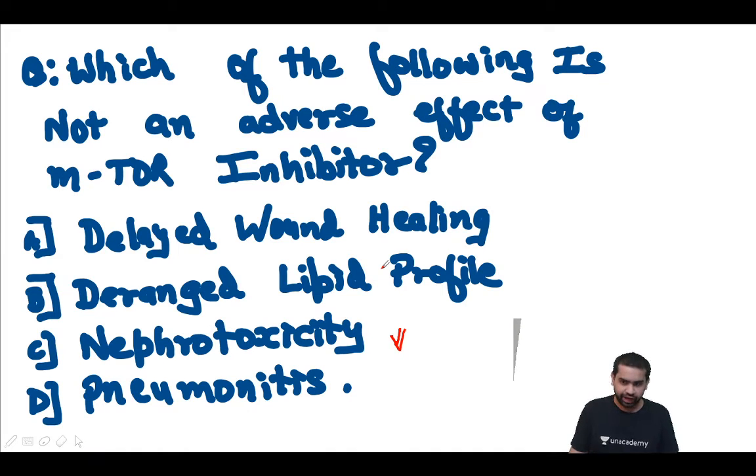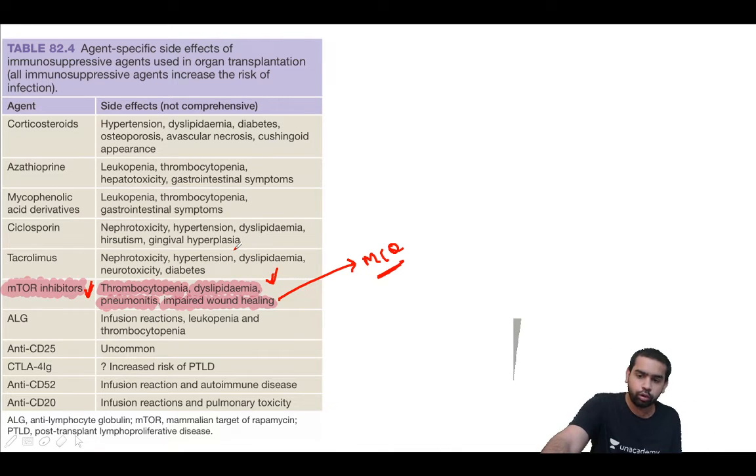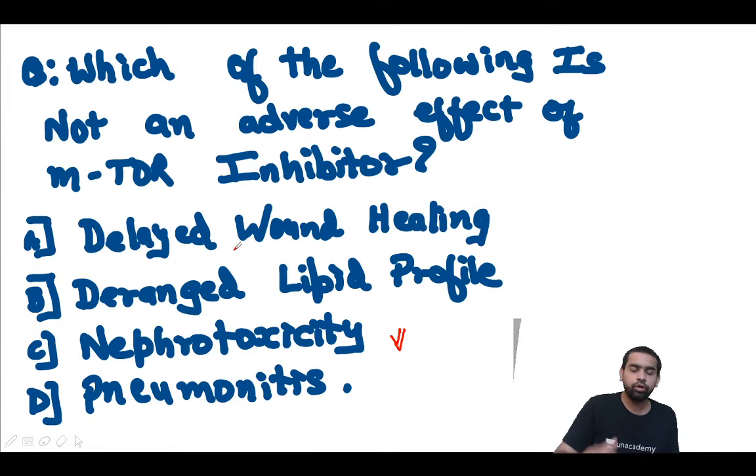Because please understand, calcineurin inhibitor. First let's go to the table. What are the side effects of the mTOR inhibitor? We have thrombocytopenia, then dyslipidemia, then pneumonitis, and impaired wound healing. This is again a very, very important MCQ. They keep on asking you this: impaired wound healing is a side effect of mTOR inhibitor. Pneumonitis, thrombocytopenia, and dyslipidemia are all side effects of mTOR inhibitor. Now let us talk about why we are so worried about this.